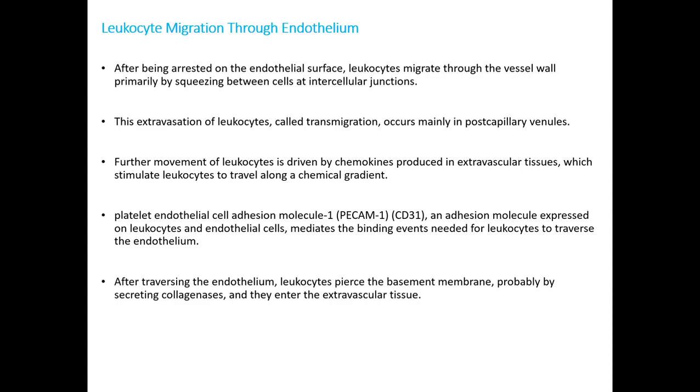Leukocyte migration through the endothelium. After being arrested on the endothelial surface, the leukocyte migrates through the vessel wall primarily by squeezing in between the cells at the intercellular junction. This extravasation of the leukocyte, or transmigration, occurs mainly in the post-capillary venules. Further movement of leukocytes is driven by chemokines produced in the extravascular tissue, which stimulate the leukocytes to travel along a chemical gradient.